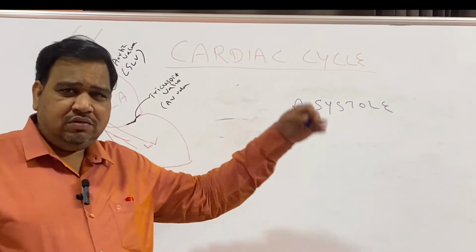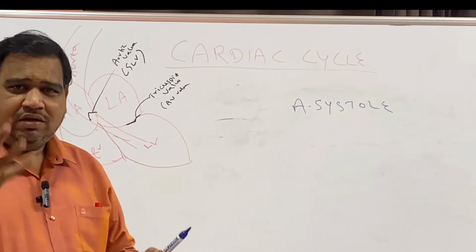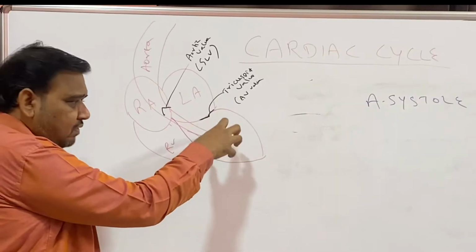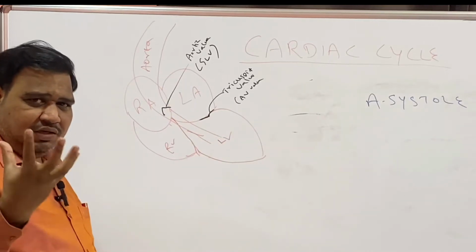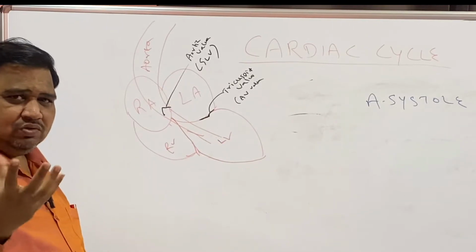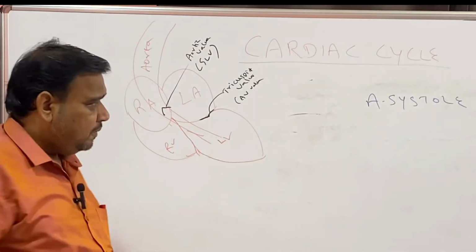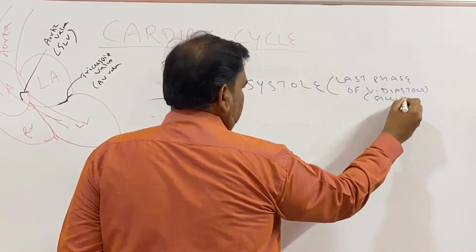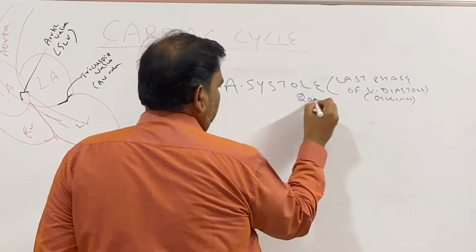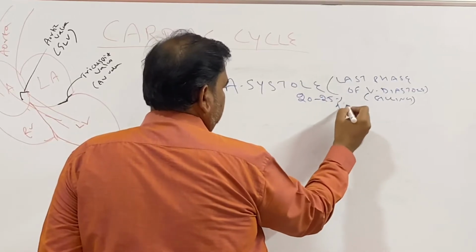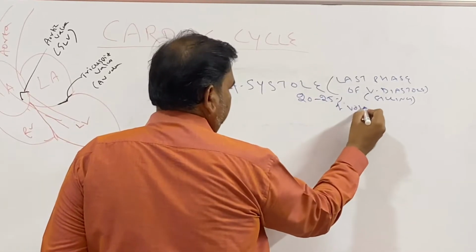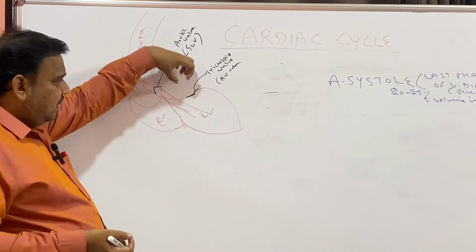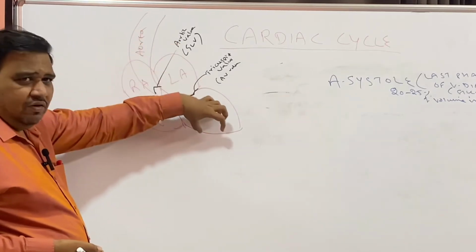Atrial systole is the last phase of ventricular filling. In the cardiac cycle, there is a phase called ventricular filling, where blood from the atria enters into the ventricle. I will discuss what happens during the diastole phase. One of the phases during ventricular filling is atrial systole, so I will write it. Atrial systole is the last phase of ventricular diastole, which contributes 20 to 25% of the filling volume. Listen here, in atrial systole the atria contract, and because of that the blood from the left atrium is forced into the left ventricle, or the left ventricle is filled.